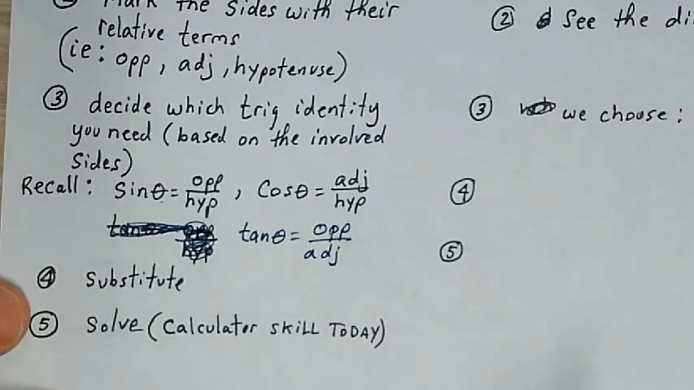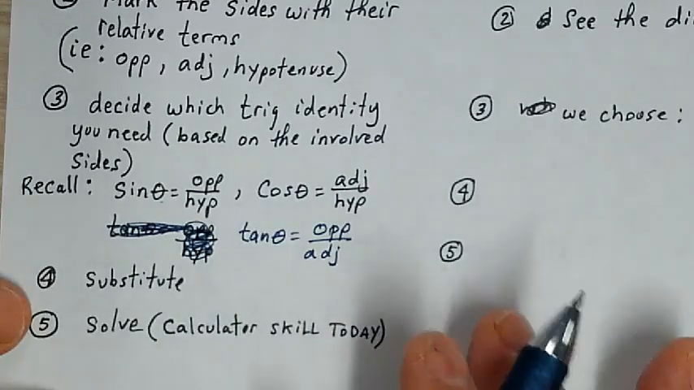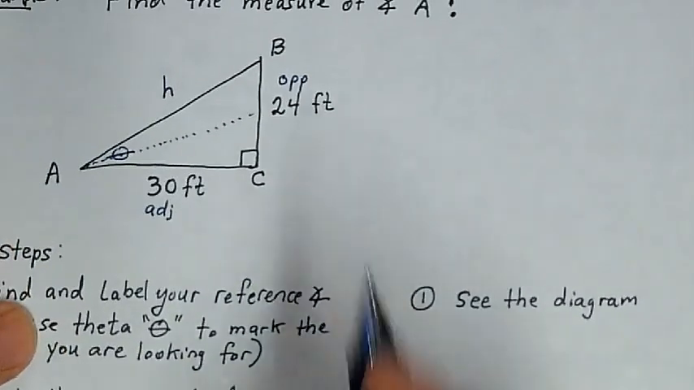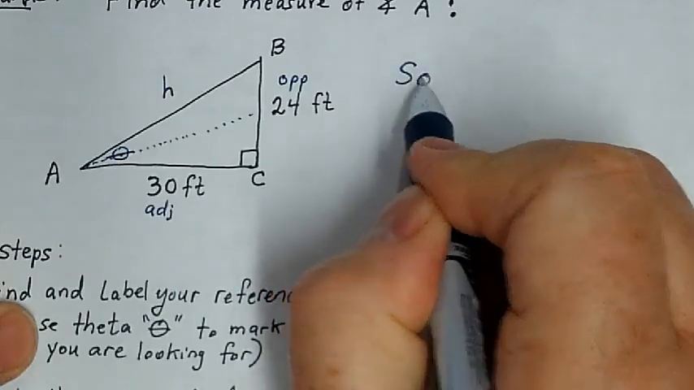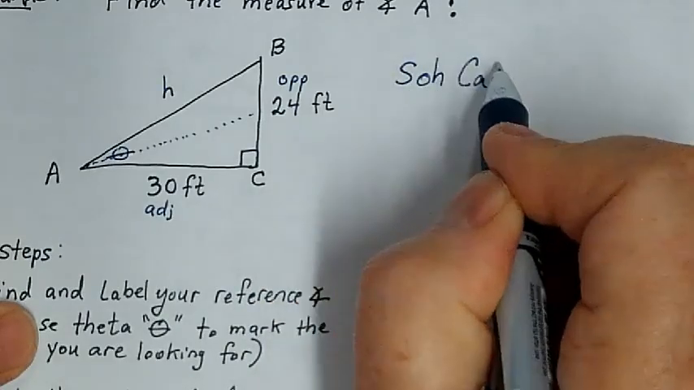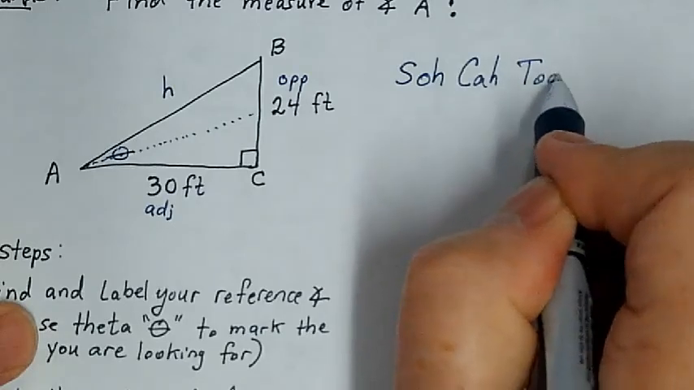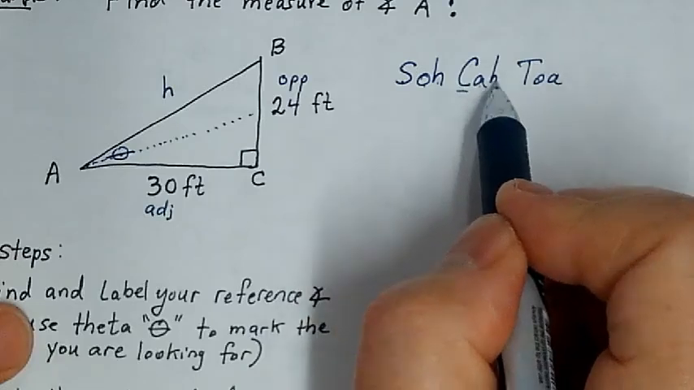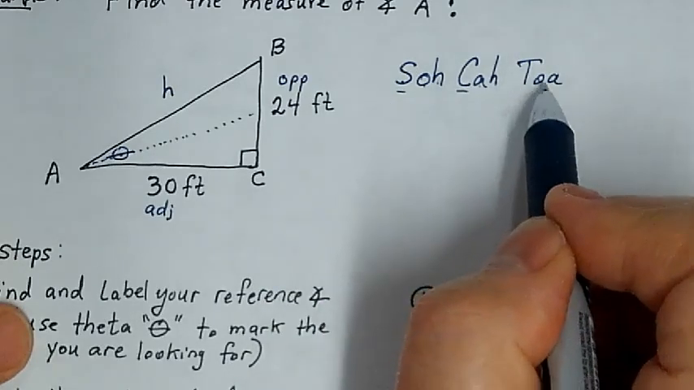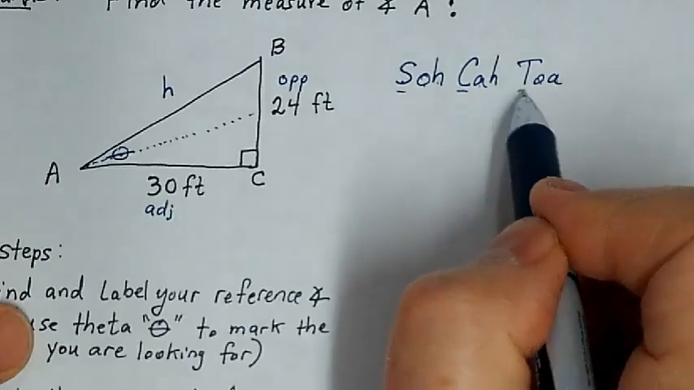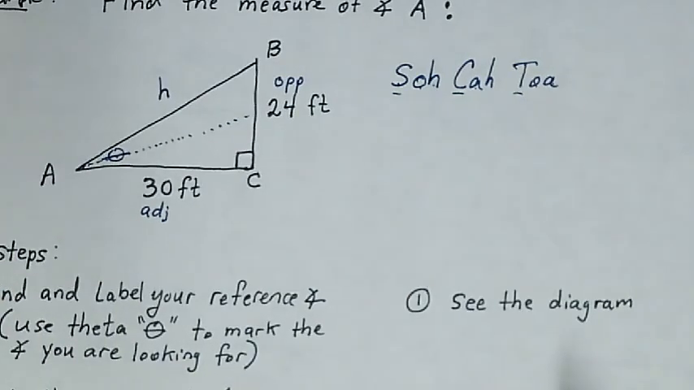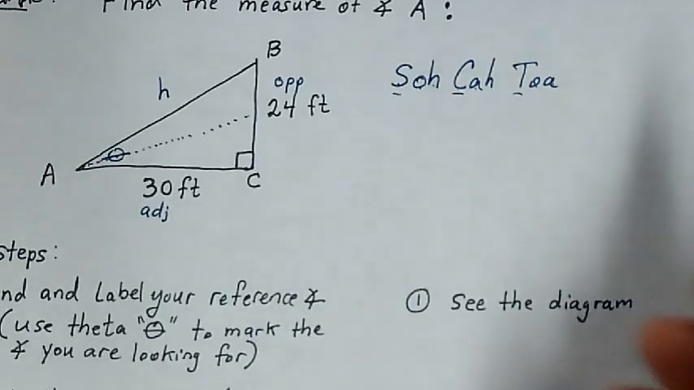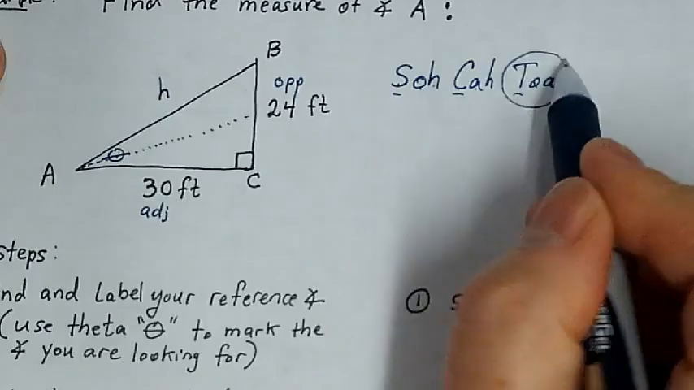A quick way to remember that is that thing that I taught you about the other day. So, SOH CAH TOA. We said the sine is the opposite over the hypotenuse, the cosine is the adjacent over the hypotenuse, and the tangent is the opposite over the adjacent. So which one do we choose? That's the big question. Do we use sine, cosine, or tangent? Tangent for sure. That is what we choose.